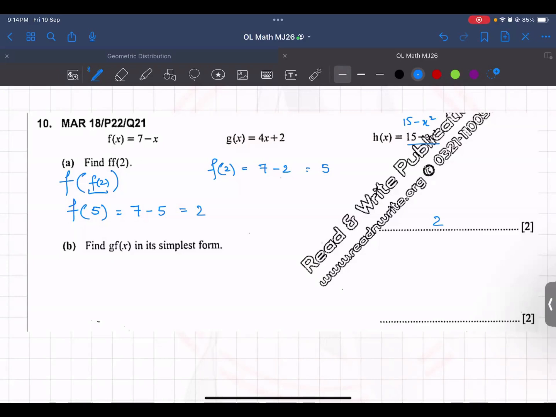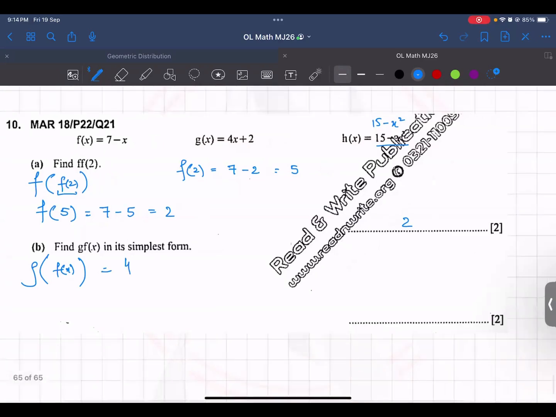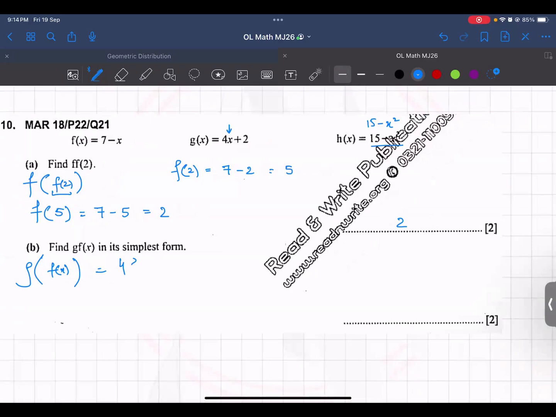Then they're asking you to find gfx. So g is the outer function, and the input to your g is the fx function. So wherever you have x over here, your input is fx. So 4 times fx plus 2. So this would become 4 times 7 minus x plus 2, and then expand: 28 minus 4x plus 2. So this becomes 30 minus 4x, which would be gfx.